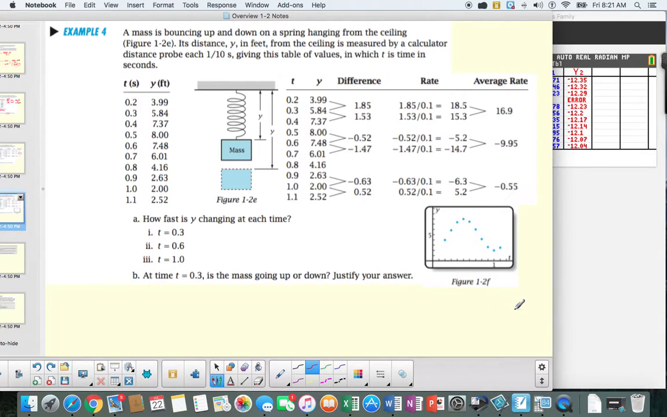Okay, and I added the graph here so you can see the graph of these points, and you can see the mass is getting greater distance, less distance from the ceiling, and greater distance, which is what we were talking about.